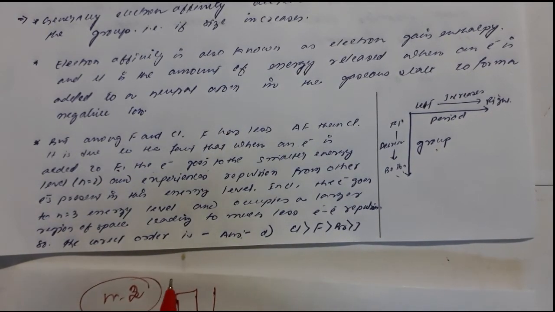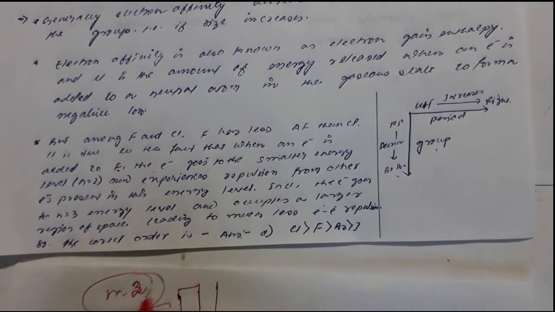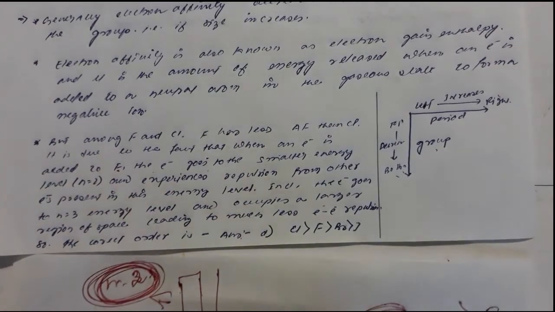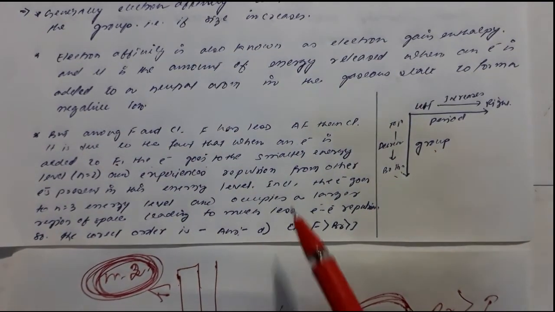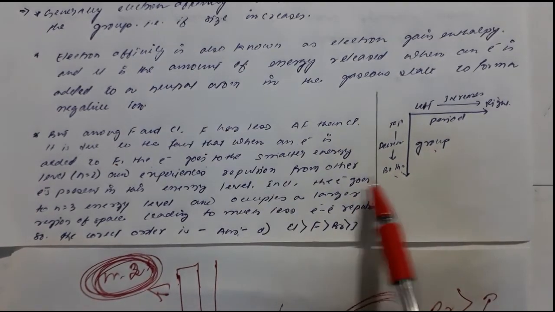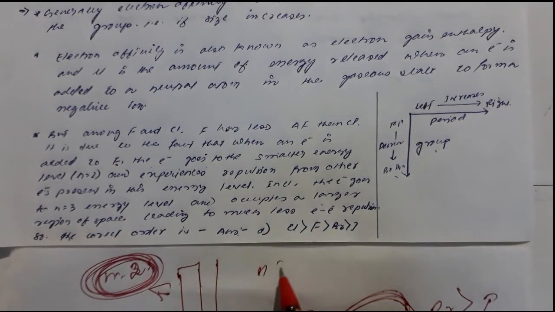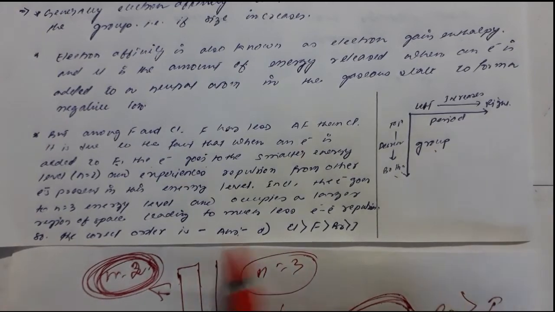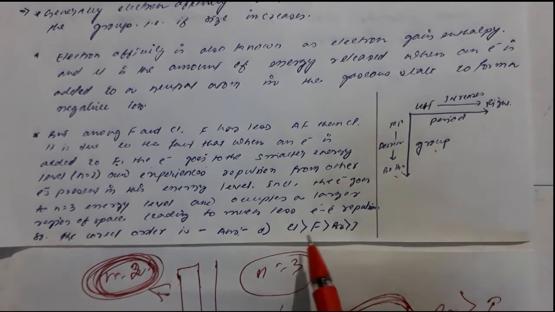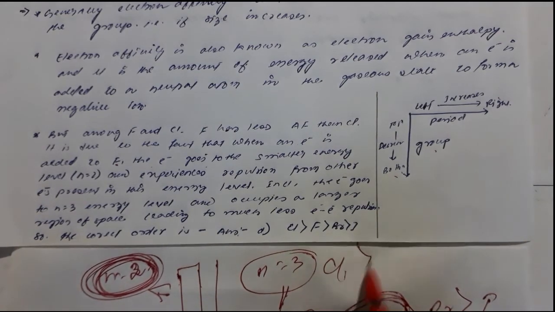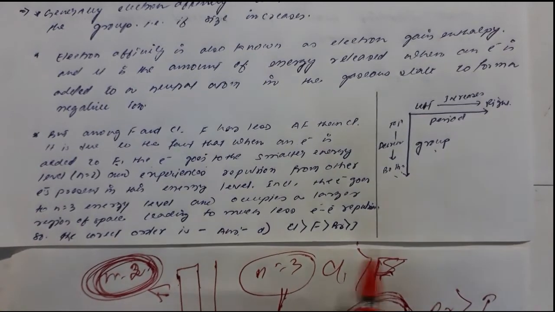So when it happens, the added electron and the electron already present here will undergo what? Repulsion. Okay, but in chlorine, the electron will go to the n equal to 3 energy level and occupy a larger region of space, leading to much less electron repulsion. So chlorine will have more electron affinity than your fluorine. Okay, so this is the correct order.